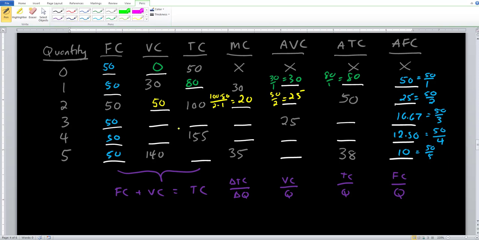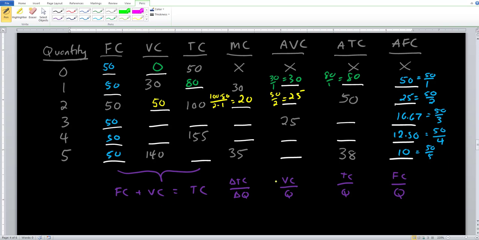And what can we use? We have AVC, we have FC, and we also have AFC. But given this set of information right here, what's the only other thing that we can go ahead and solve for? The only other thing that we can solve for is going to be our variable cost. Why is it going to be our variable cost?